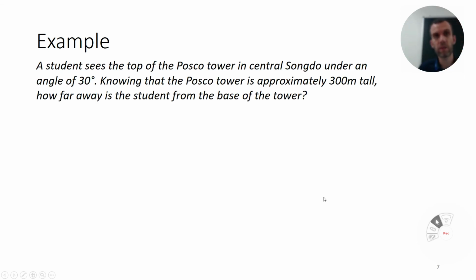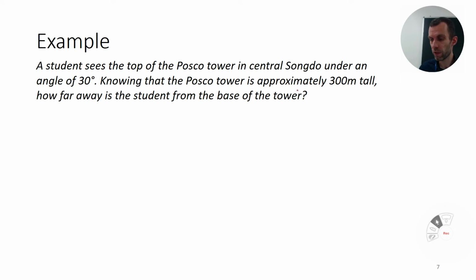And then last, but definitely not least, we're going to do a text problem together. These are interesting because you have to do a little bit of reading and extract the math first before you can calculate. So the problem statement is, we have a student who's somewhere in Songdo, maybe they're out having lunch or dinner, and they see the top of the POSCO tower, you know, that very tall tower, and they see it under an angle of 30 degrees. They also know that the tower is about 300 meters tall, and what they want to know is how far away are they from the base of the tower.